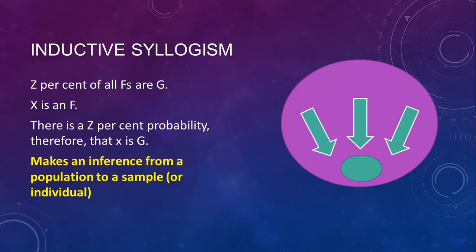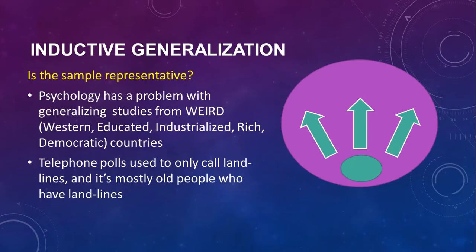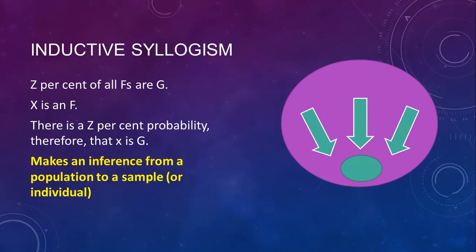All right. So going in the opposite direction, look at the direction of the arrows here. Inductive generalization goes from a sample to a general population. Inductive syllogism does the opposite. It goes from facts that you know about the population and infers things about a smaller sample or even just one member of the population.